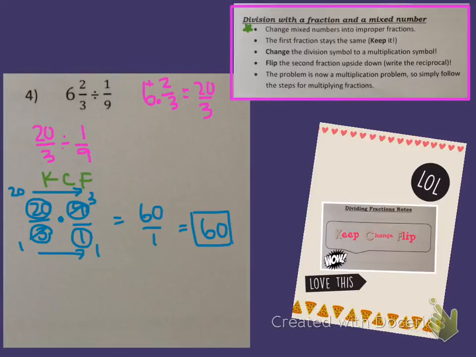Once I cross-simplified, I got 60/1, but that's not completely simplified. We need to make sure our answers are in simplest form. 60/1 is the same thing as 60 divided by 1, which is 60. So 60 is our final answer.